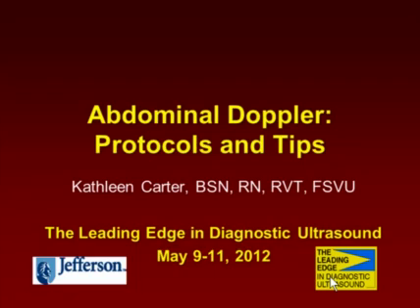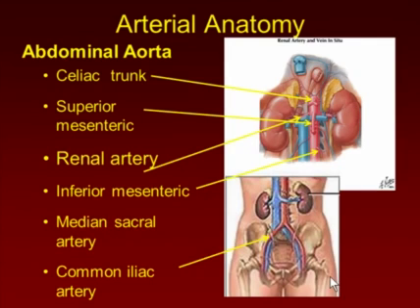I'm going to talk about the abdominal Doppler, protocols and tips, specifically about the abdominal aorta and the mesenteric system. A little review of anatomy. The celiac trunk comes off just below the diaphragm, giving rise to the hepatic and splenic. And usually within 1 to 2 centimeters below that is the takeoff of the superior mesenteric artery, followed within another centimeter or so by the renal arteries.